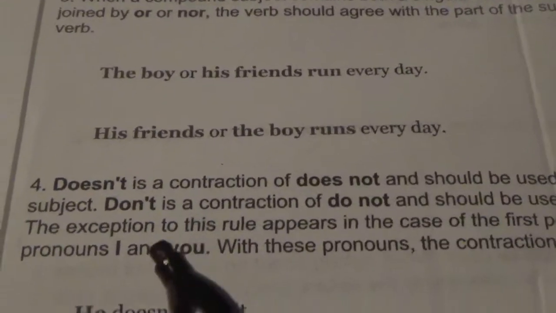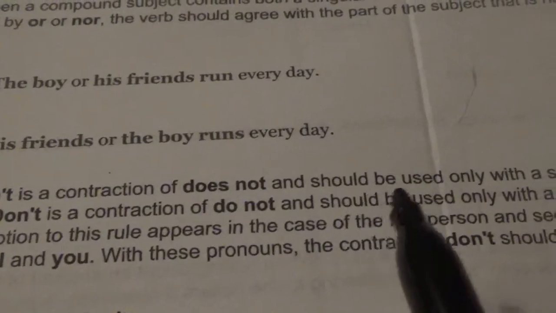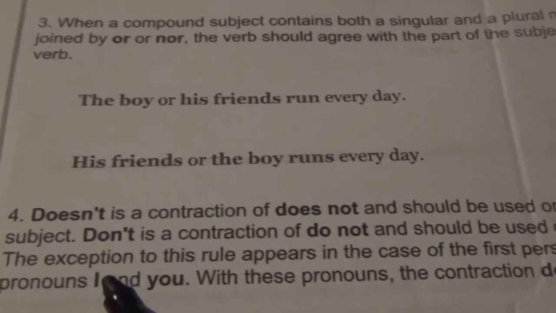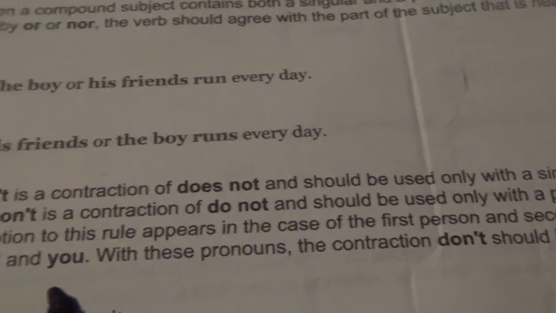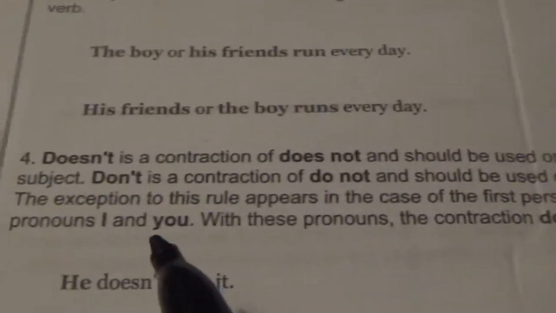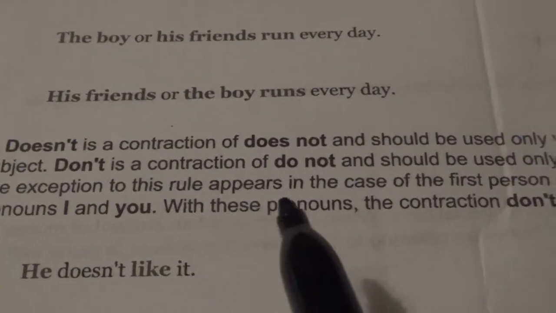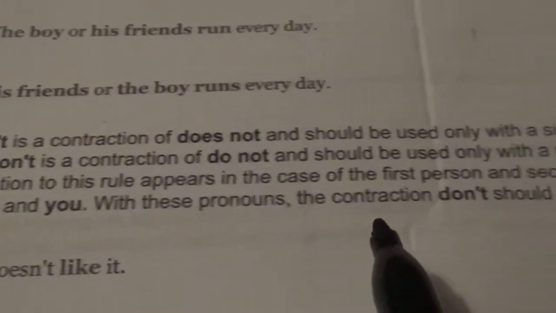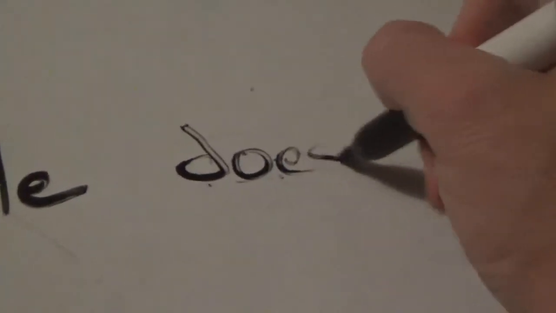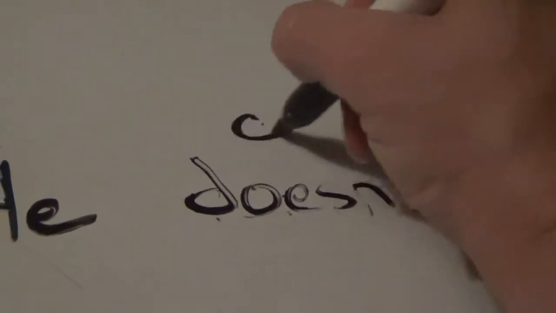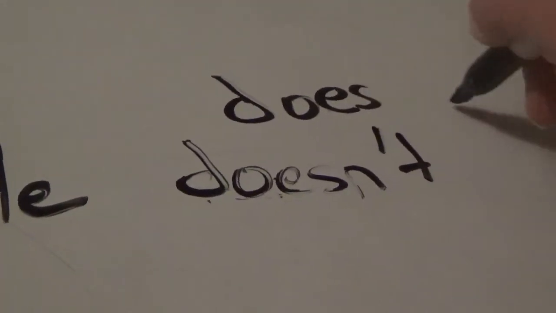Okay. Doesn't is a contraction of does not. It should be used only with a singular subject. Don't is a contraction of do not and should be used only with a plural subject. The exception to this rule appears in the case of the first person and second person pronouns I and you. With these pronouns, the contraction don't should be used. So we say he, which is singular, he doesn't. So be aware that this is a contraction and that what we're really saying is does not, right?